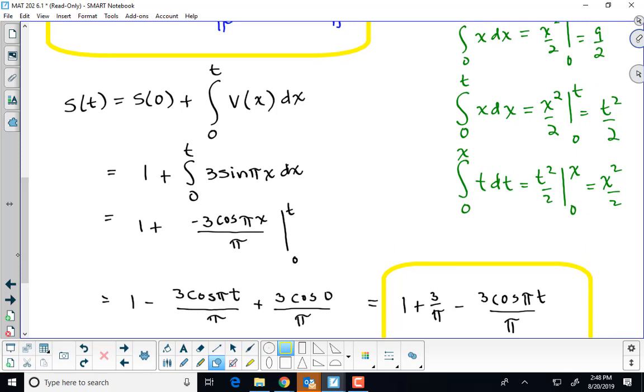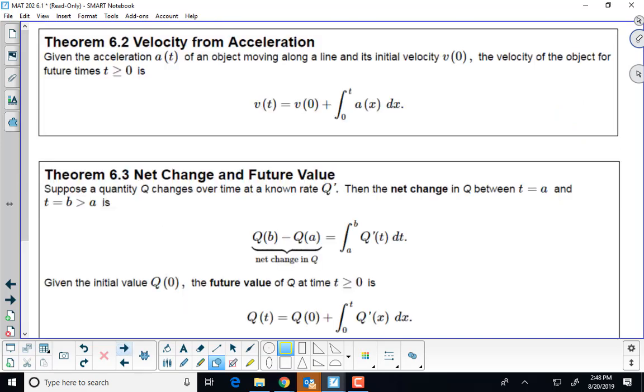Because the v is given to you as v of t, it's tempting to write t in here. But you can't have t in here and up here, unless you change one to a capital T or something. All right? So you said the first method was the antiderivative method. Okay. So the antiderivative method uses an indefinite integral, and then you solve for C with your initial value.